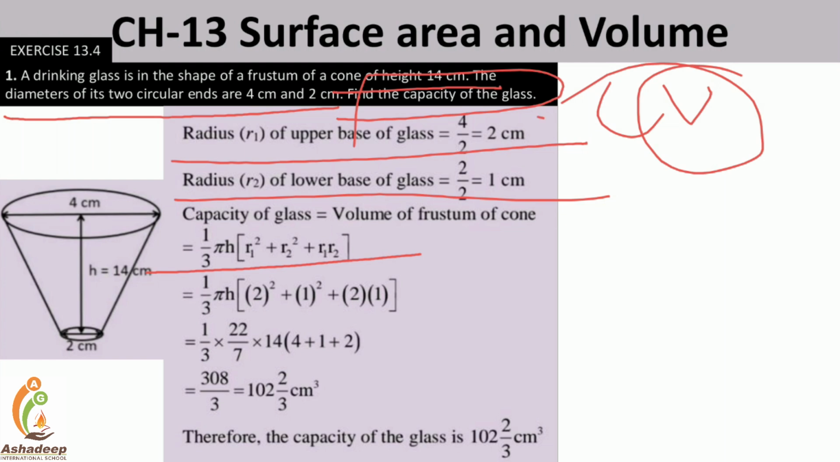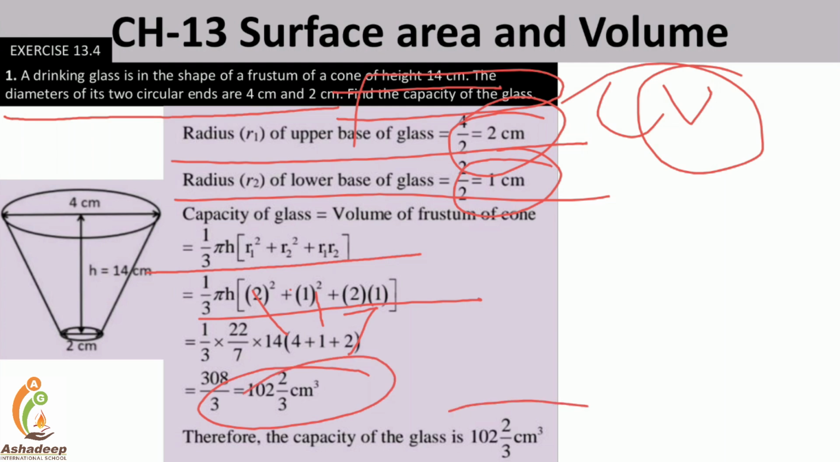The value of R1 is 2. The value of R2 is 1. So I put it here, right? 2 square is 4, 1, 2 ones are 2, so we'll put the values and we'll get this answer, right? So this is nothing but the capacity of that glass.